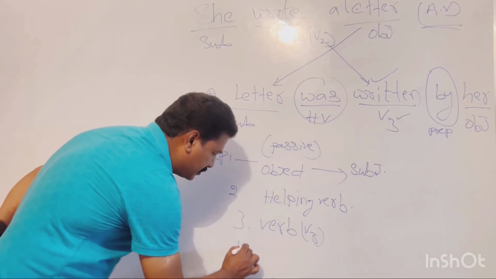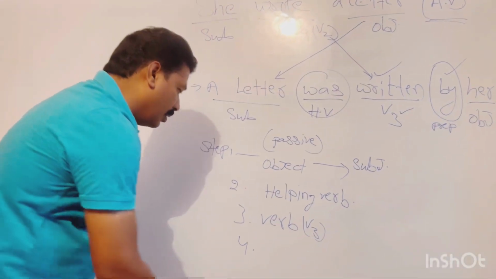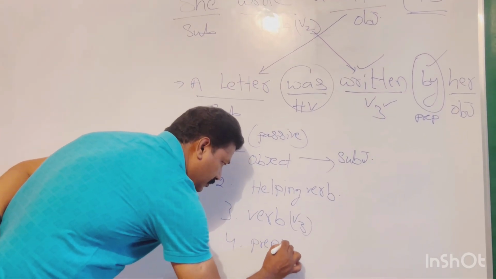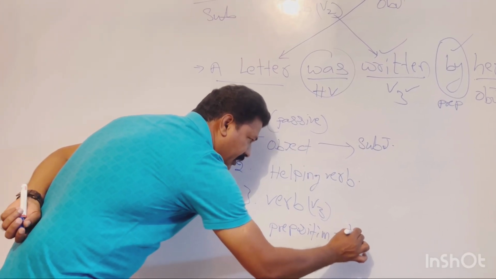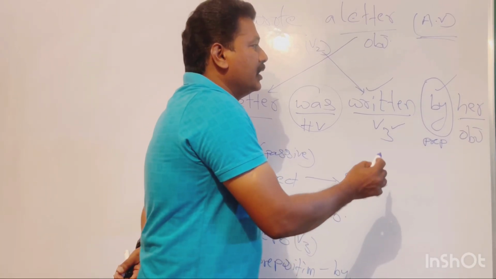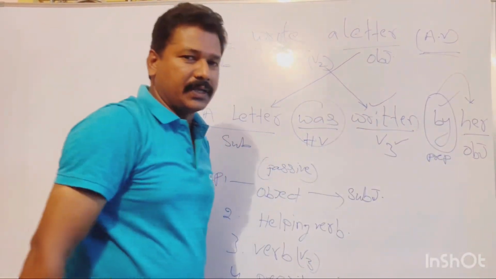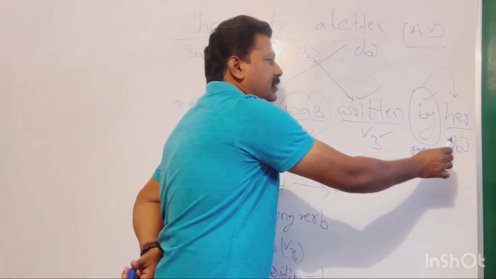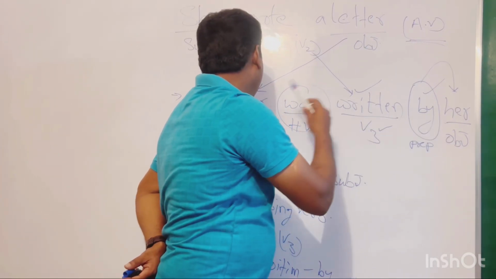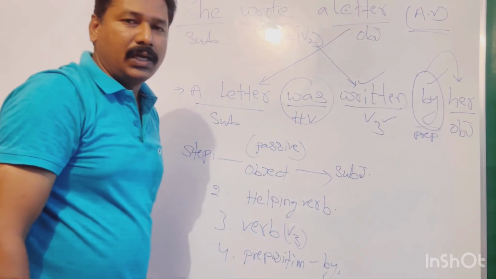The fourth step is, here we have taken the preposition by. The meaning of this preposition is that it shows the doer of the action, or nothing but the agent who is doing the work here. So here she is the agent, that is why we have written by, which shows the doer of the action or the agent.